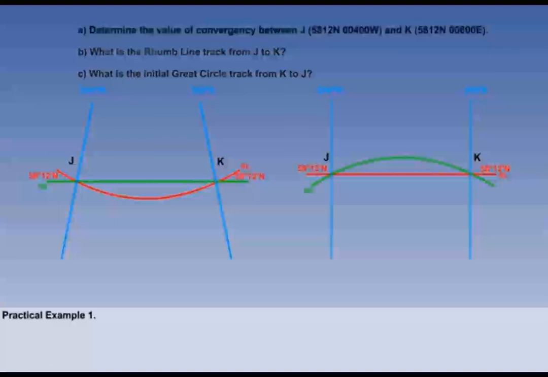Let's solve the first question first. What are you going to do? Write down the convergency formula and substitute in what you know. Convergency equals the change of longitude times the sine of the mean latitude. The change of longitude is from 4 west to 6 east. That's 10 degrees. Now we need to calculate the sine of 58 degrees and 12 minutes.